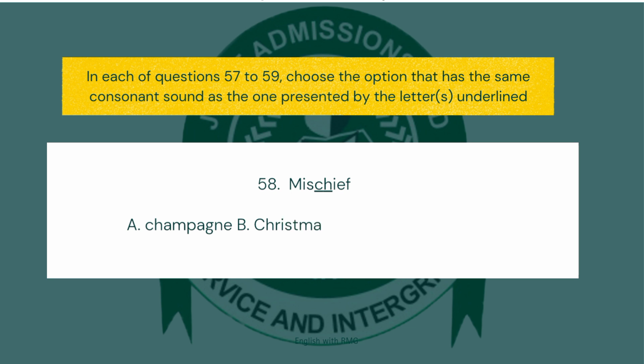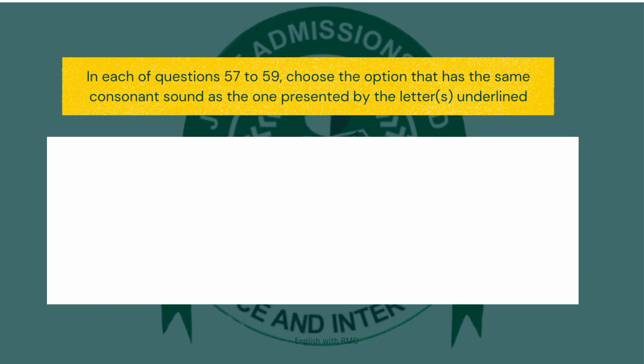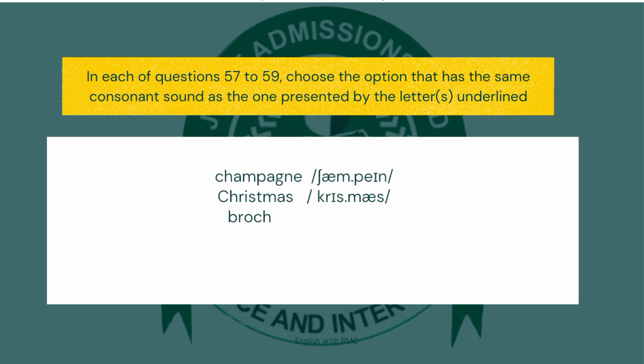We have mischief. So we are looking out for the ch sound. So how do we pronounce each of the words in this option so that we can pick our correct answer? We have champagne, sh as in shame, not ch as in church. Christmas. Also note that the t in Christmas is silent. Brochure. Ritual.